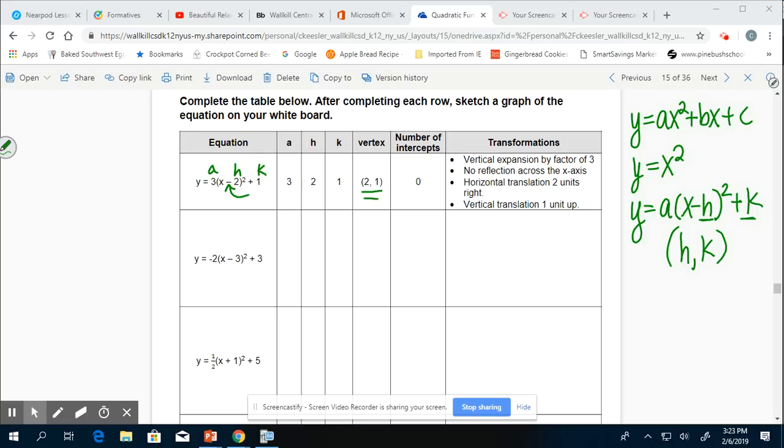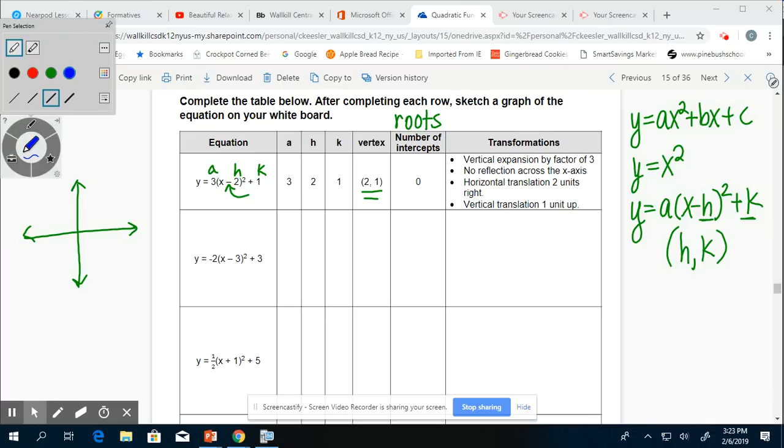Now, number of intercepts is referring to the number of roots, or the number of times it crosses the x-axis. So how do we figure that out? By just getting those numbers. We make a little sketch of the equation. So here's my coordinate plane. I know the vertex is at (2, 1).